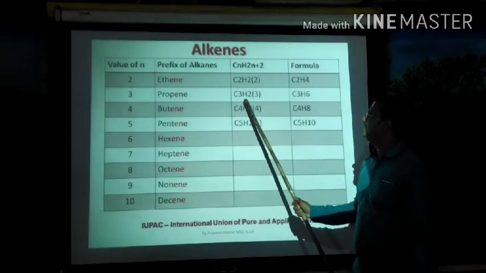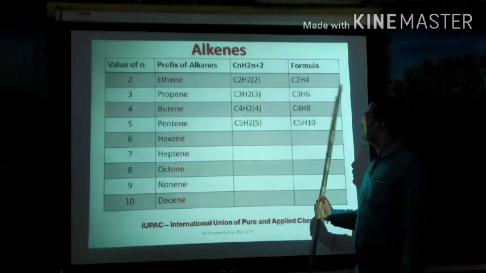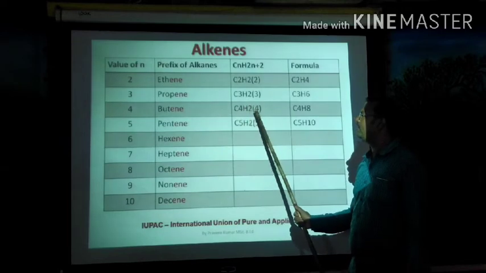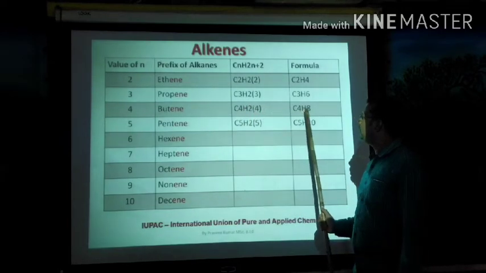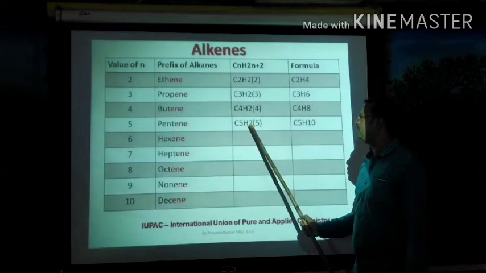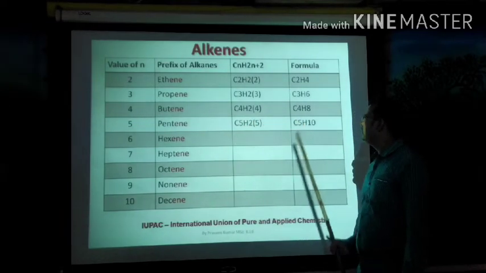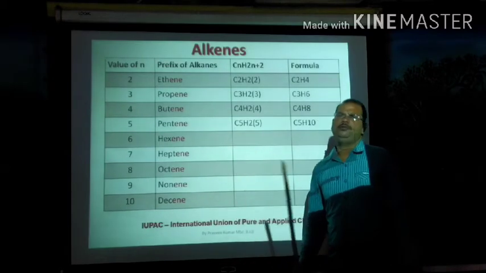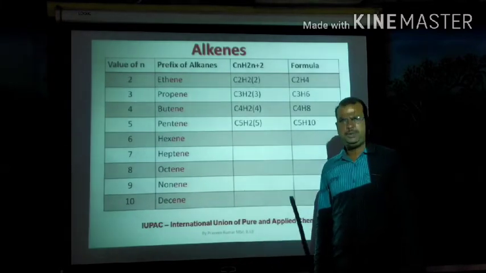Propene, C3H2 into 3, C3H6. The same way, butene is C4H2 into 4, C4H8. Pentene gives C5H2 into 5, C5H10. So the remaining you have to fill up. This is the homework for you.